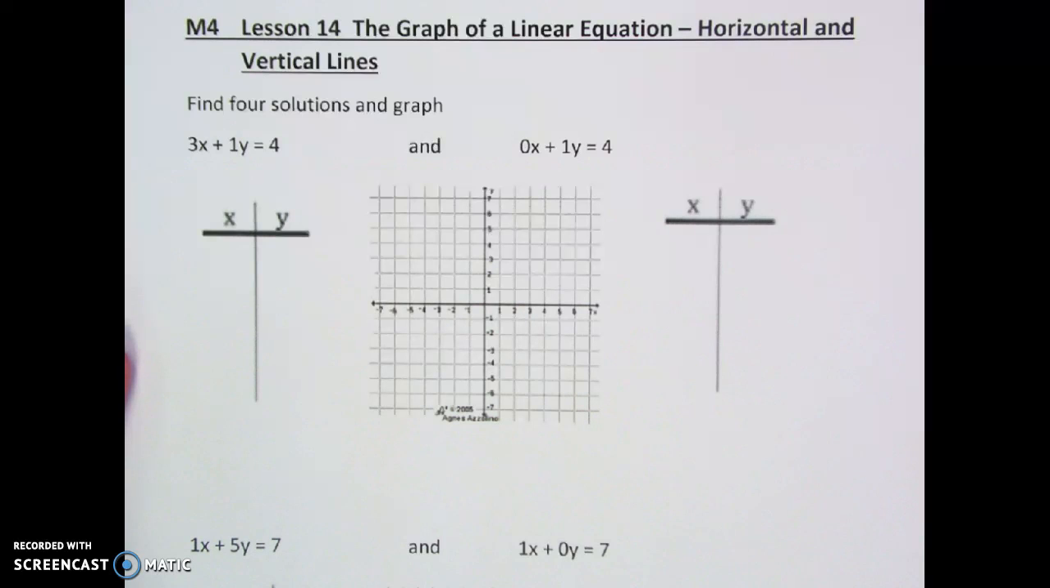Module 4, Lesson 14, the graph of a linear equation, horizontal and vertical lines. We're going to try and find 4 solutions to each of these equations and graph them.